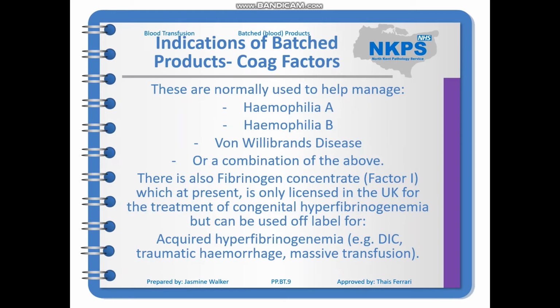Finally, single coagulation factor. These are normally used to help manage haemophilia A, haemophilia B, or von Willebrand's disease, or a combination of the above. There's also a fibrinogen concentrate, factor 1, which at present is only licensed in the UK for the treatment of congenital hypofibrinogenemia, but can be used for acquired hypofibrinogenemia, for example, DIC, traumatic hemorrhage, or massive transfusion.